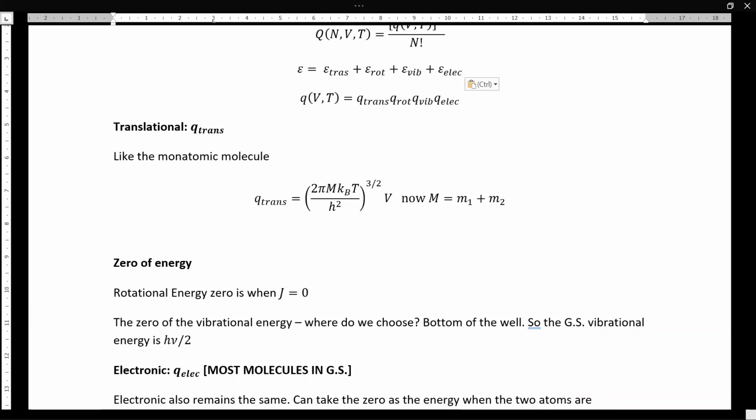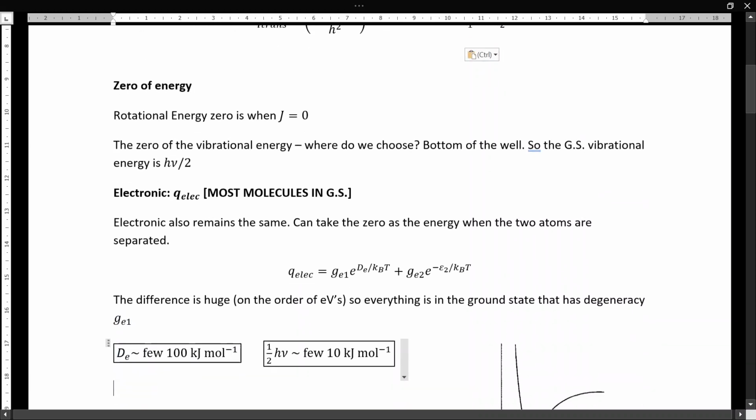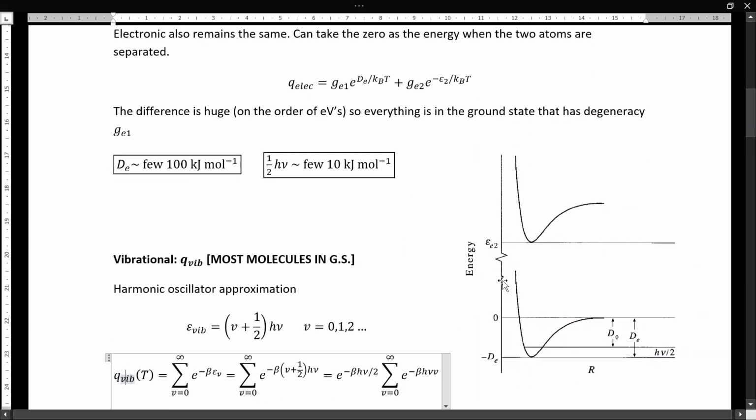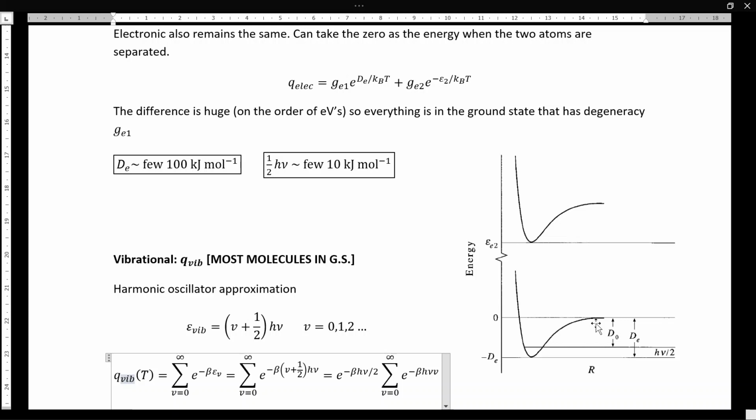What about the vibrational energy? Where do we choose the zero? Well, before we do that, let me show you this particular curve. Just look at the bottom curve. This curve is for an internuclear potential. This is the electronic ground state of the two nuclei that are coming together. You have energy on the y-axis and the internuclear separation on the x-axis.